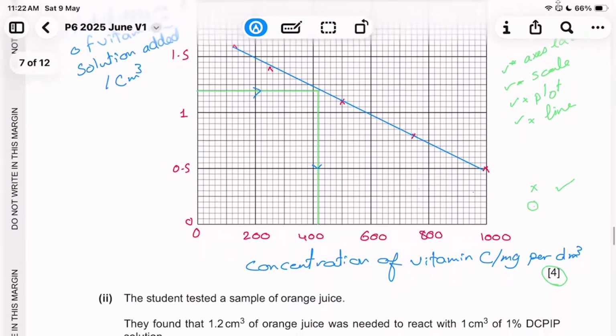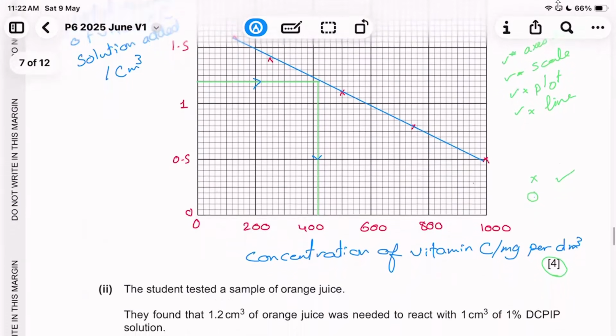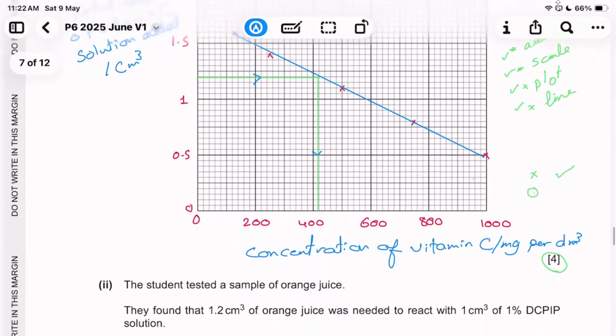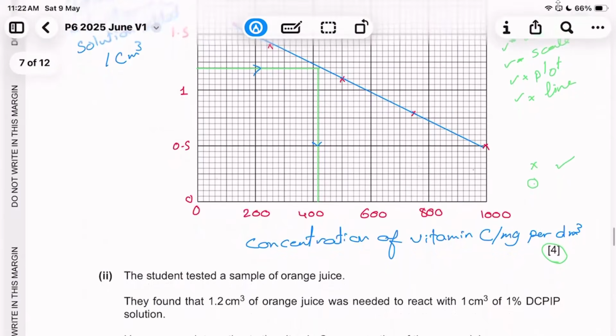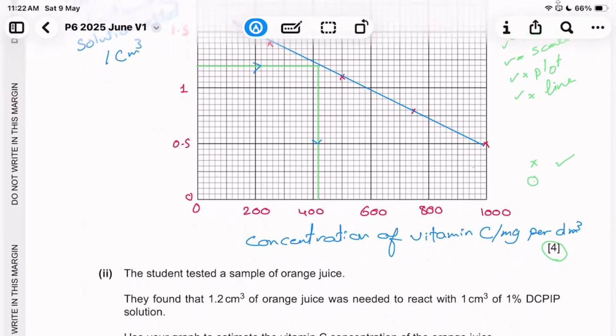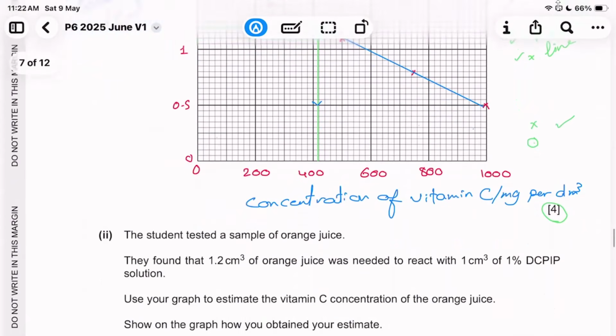The student tested the sample of orange juice. They found that 1.2 cubic centimeter of orange juice was needed to react with 1 cubic centimeter of 1% DCPIP. Use the graph to estimate the vitamin C concentration of the orange juice. Show on the graph how you obtained your estimate.